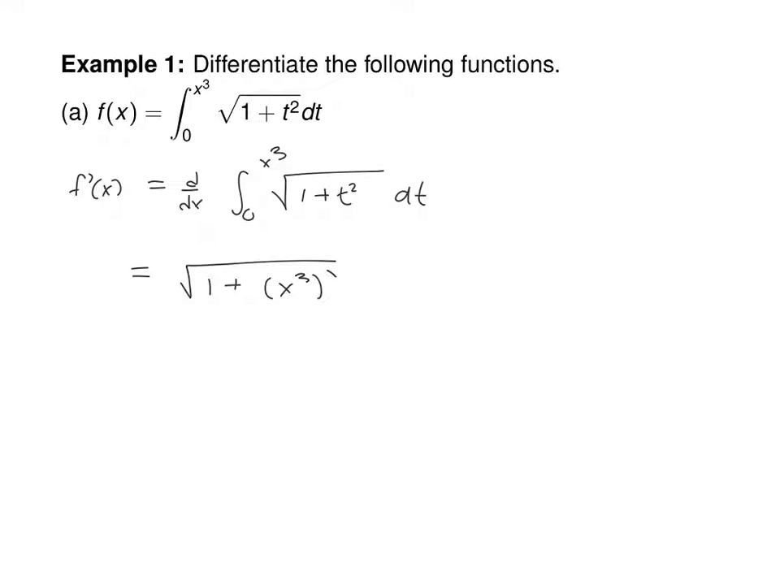And then you multiply by what because of the chain rule? 3x squared. Very good, 3x squared. So we have 3x squared times the root. What happens to those exponents? They multiply, so 1 plus x to the 6th.